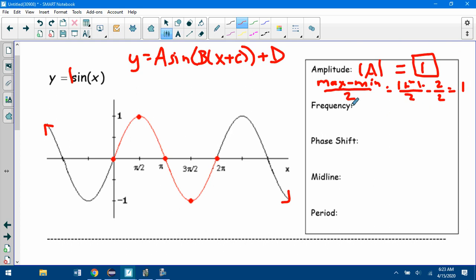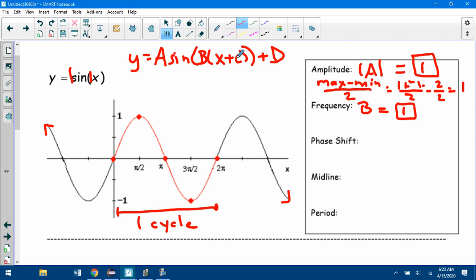Frequency. That was always b. And b is the number that's in front of the x. So what number's here? Also 1. And again, frequency means number of cycles between 0 and 2 pi. So between 0 and 2 pi, going up, coming down, and running back at 0, it repeats after that, but that's what one cycle of sine is. So that's why the frequency, the number of cycles between 0 and 2 pi, is 1.